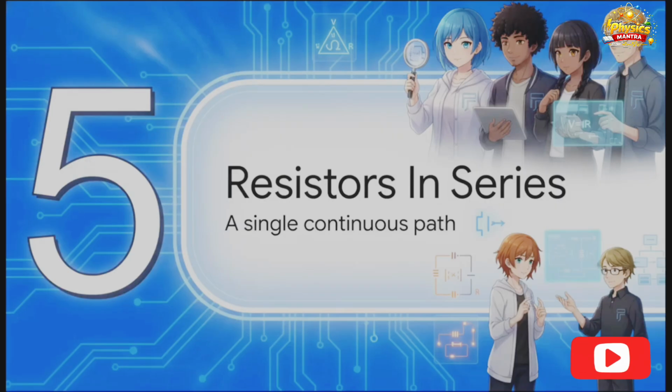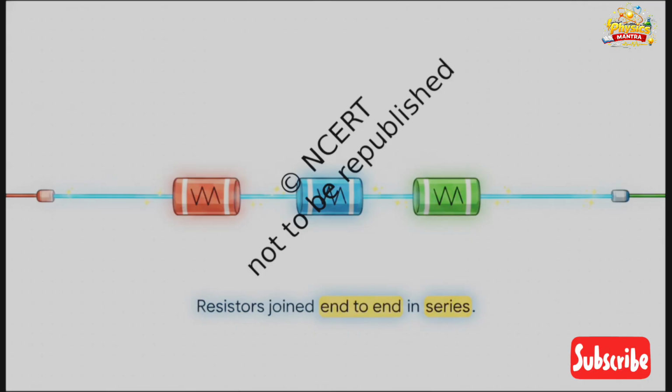Let's move to our final section, Section 5. Combining resistors in series, a single continuous path. Let's see how all of this builds as we apply our new visual alphabet and Ohm's law to read a real functioning multi-part circuit system. Take a look at this setup.